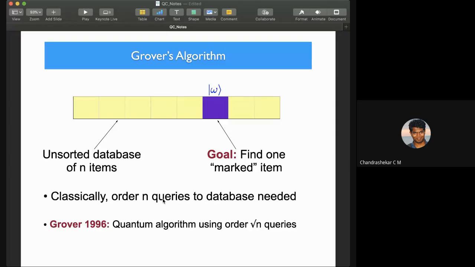So now, how do we look at it? Every telephone number can be one of your quantum states. And psi omega is what I've just marked as one particular state. That is the phone number we need to identify, where that phone number exists in the telephone directory, and the corresponding name is what we want to get. Once we get the phone number, then you can always find the name. Classically, order of n queries are required. Grover said you can do that very quickly.